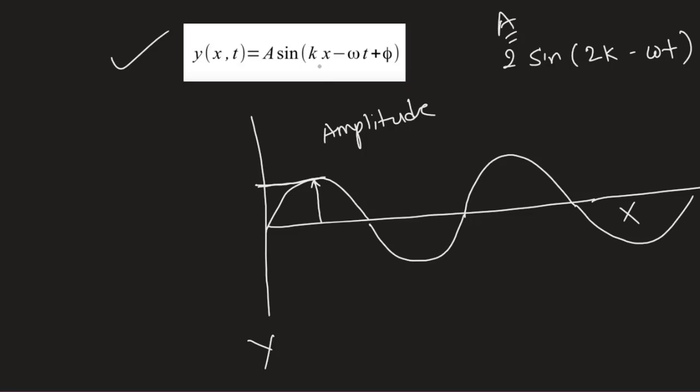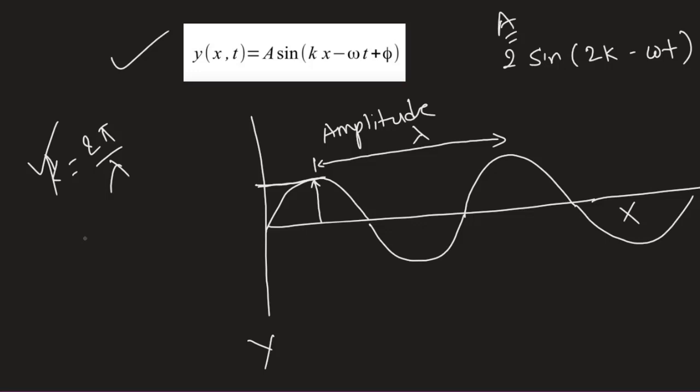Next one is k, right? So k is basically 2 pi divided by lambda, and it is also called the wave number. It depends upon this lambda, that is the wavelength. Wavelength is basically the distance between two troughs or two crests. The distance between two crests is called lambda, and that is fixed for any transverse wave. So if you know the wavelength, you can easily find out the value of k.